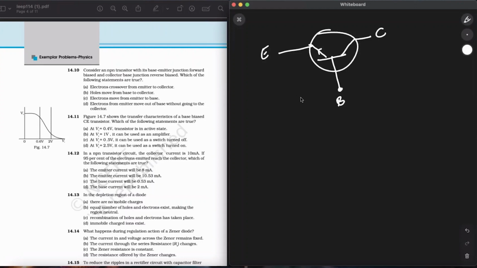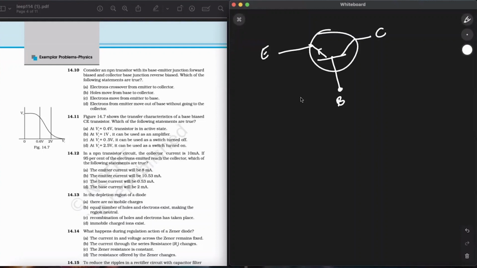So now in normal operation, base emitter is forward biased, so that we already know. Collector base junction is reverse biased. The positive pole of the collector base battery is connected to the collector and negative pole to the base. The electron moves from the emitter to the base and crosses over from emitter to collector.